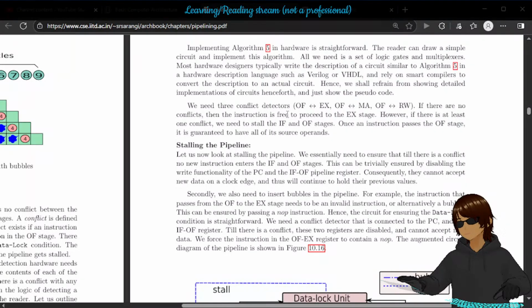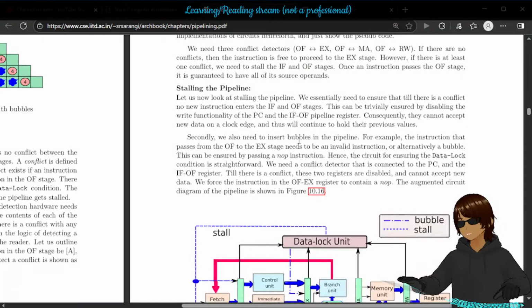We need 3 conflict detectors: OF2EX, OF2MA, and OF2RW. If there are no conflicts, then the instruction is free to proceed to the execute stage. However, if there is at least one conflict, we need to stall the instruction fetch and operand fetch stages. Once an instruction passes the operand fetch stage, it is guaranteed to have all of its source operands.